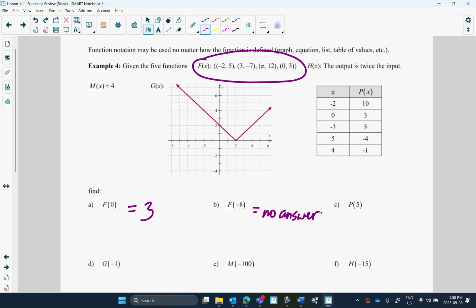P of 5. Well, go to function P. Find where x is 5, find its corresponding y. Where x is 5. Remember, these are the x's. Right. So what's the y? Oh, I thought I heard somebody say negative 3. All right, all right, all right.